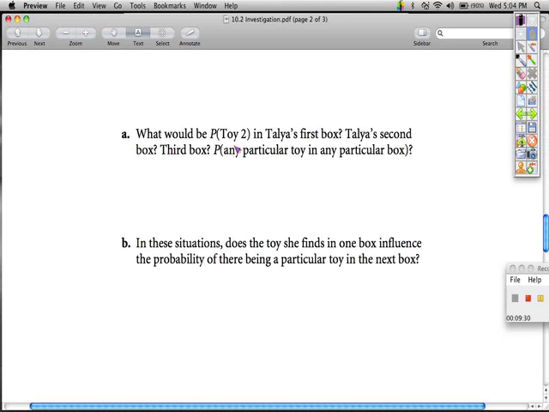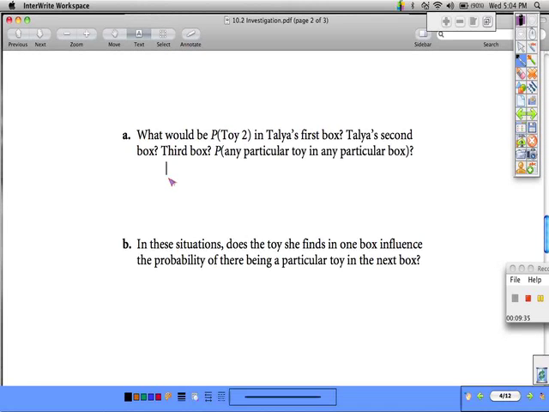So what would be the probability of getting toy 2 in the first box? Well, that's going to be 1/4. What's the probability of getting toy 2 in the second box? Well, it's still 1/4. And in any box that we open, the probability of getting any particular toy will be 1/4. And in these situations, it asks, does the toy she finds influence the probability of there being a particular toy in the next box? No. No matter what box we open when, we'll always have a 1 out of 4 probability of getting any particular toy.